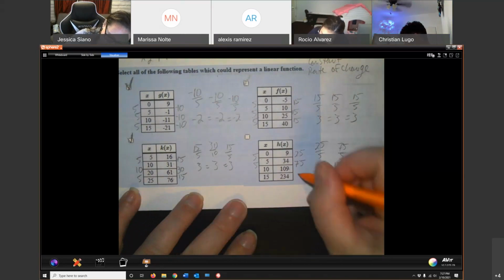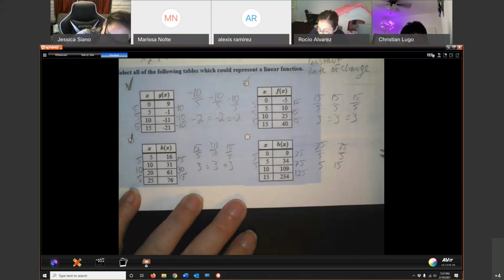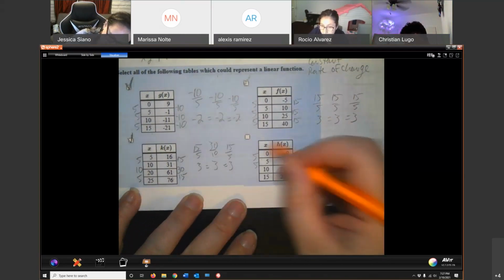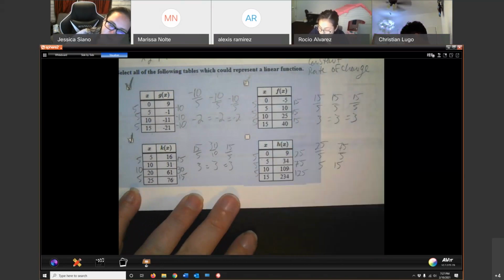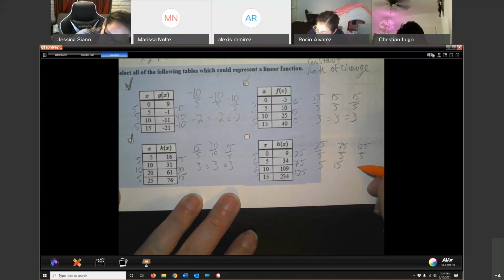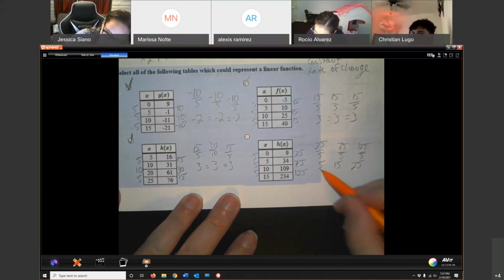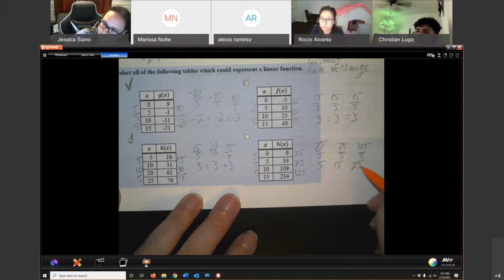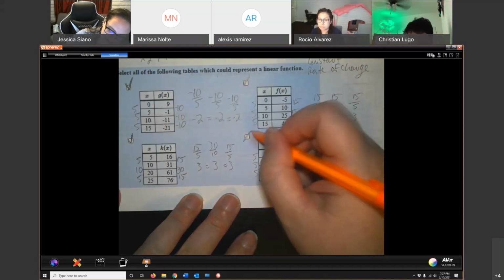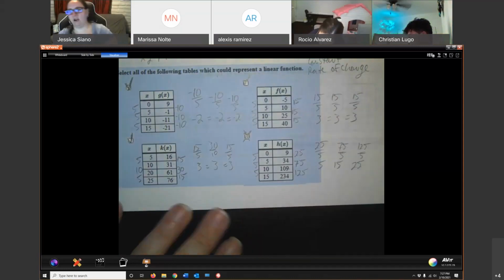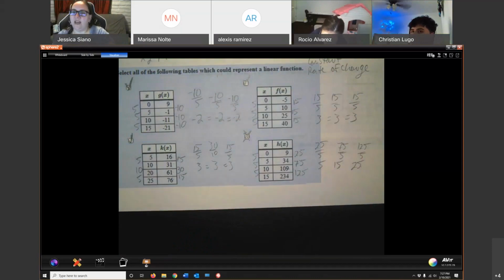From 109 to 234 is 125. From 10 to 15 is 5. 125 over 5 is 25. You see how here my 3 slopes are not the same? So that means this one is not linear. So you have to have a constant rate of change in order for the table to be considered linear.